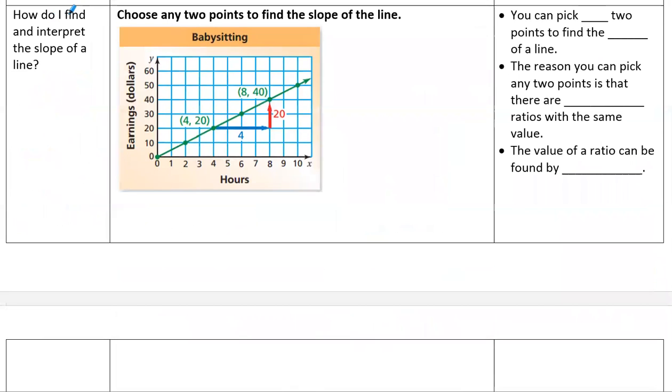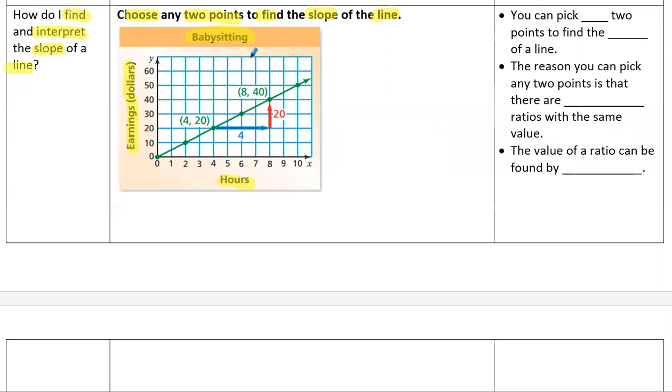All right, how do I find and interpret the slope of a line? How many points do we need for slope? We need to choose any 2 points because the 2 points will show a change, right? So we can find the difference to find the slope of the line. Okay, let's examine what's going on here. It looks like hours are ticking by on our x-axis, 1 hour, 2 hours, 3 hours, 4 hours, and so forth. Earnings, that means how much money we're making, is on our y-axis, $10, $20, $30, $40, and so on. And we're clearly babysitting here.